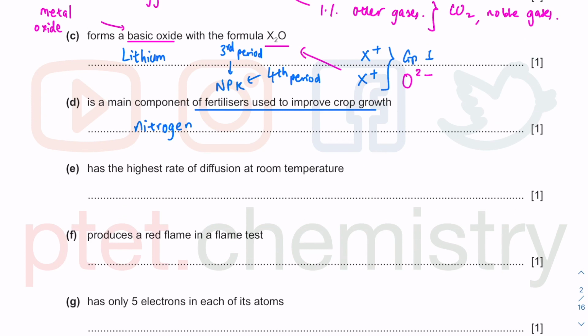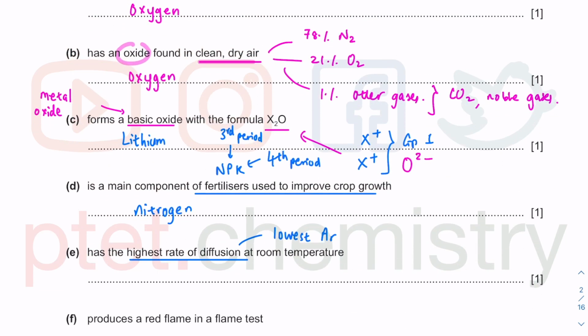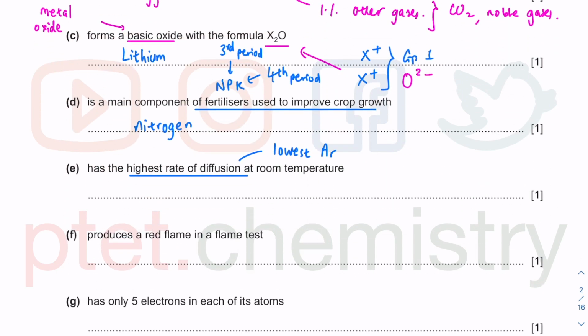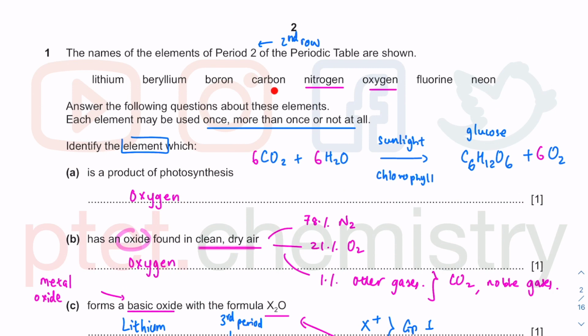Highest rate of diffusion: this means this one has got to be the lowest Ar. In terms of the highest rate of diffusion, we're looking for the lightest. Of course, we don't think about lithium particles in that sense because this is a solid. I think this is a tricky question, isn't it? Highest rate of diffusion at room temperature. So think about gas. Think about the one with the lowest Ar. Carbon, diamond and graphite, those are solids. Really we're thinking about nitrogen, oxygen, fluorine, and neon only.